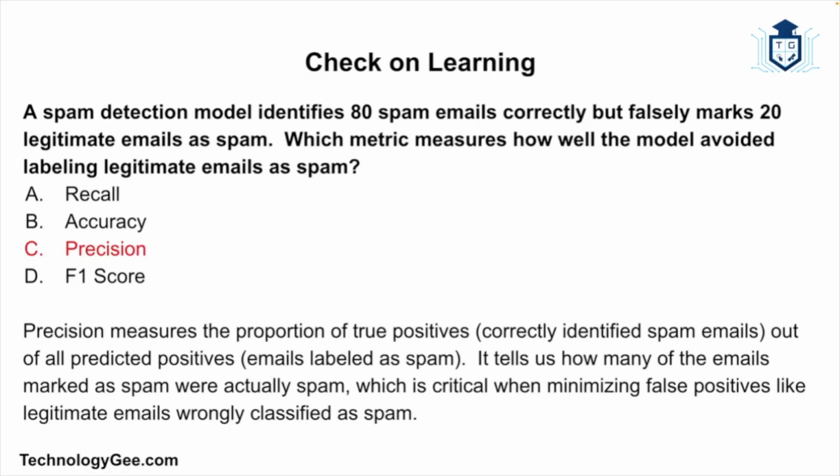So, precision, this measures the proportion of true positives or correctly identified spam emails out of all predicted positives or emails that are labeled as spam. It tells us how many of the emails marked as spam are actually spam, which is critical when minimizing false positives like legitimate emails that are wrongly classified as spam.